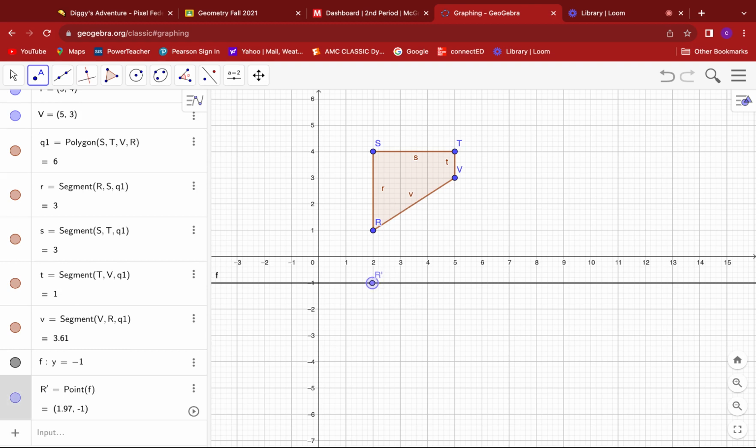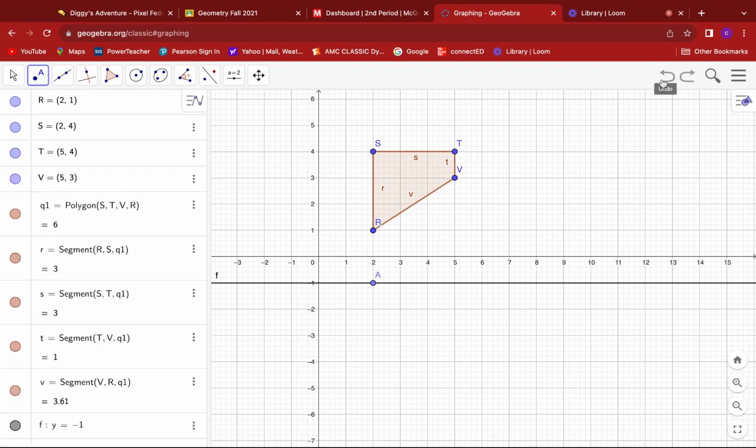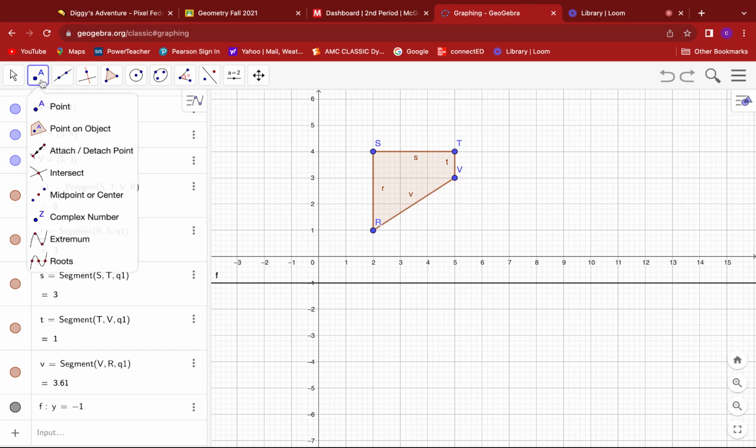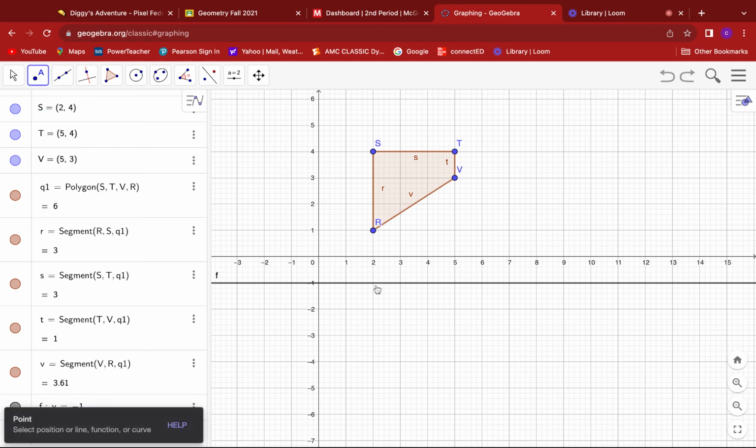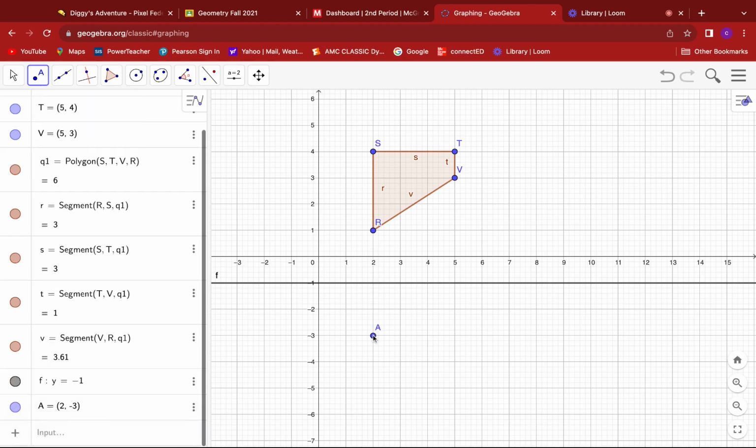I'm going to move R. I guess I just did it wrong. Let me undo this. All right, 2 above, 2 below. There we go. And change this to R prime.